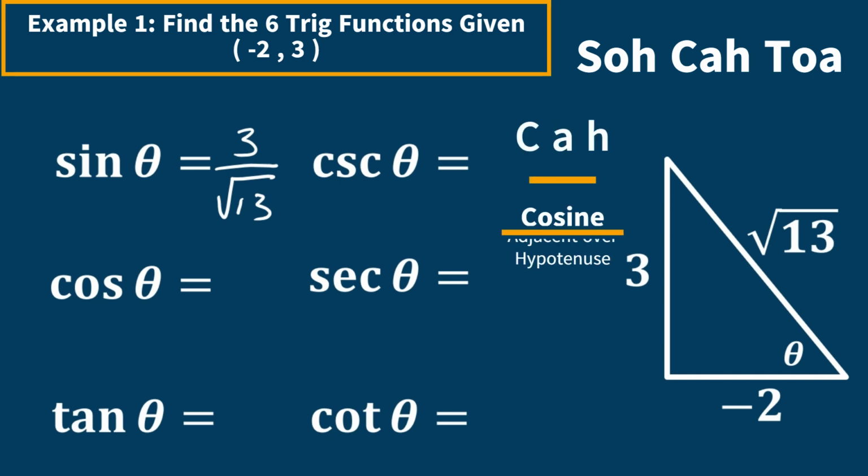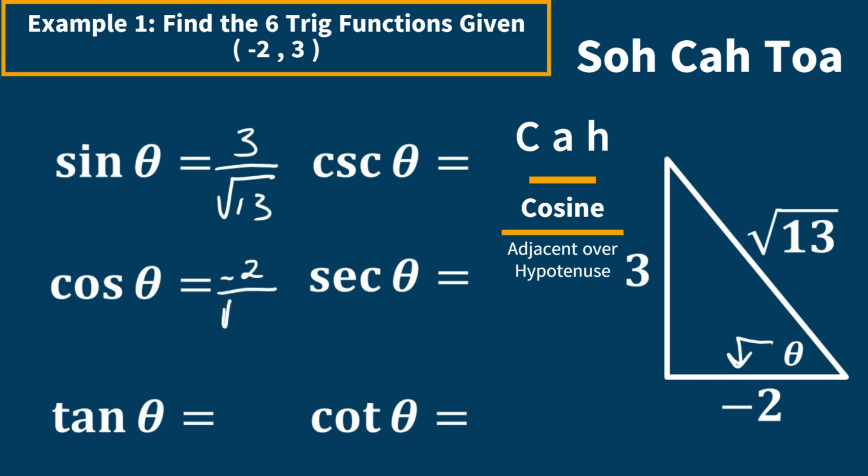Now let's find our cosine. We do that by using CAH. So A means adjacent, which is adjacent from our angle, theta, which in this case is -2, and that is going to be over the hypotenuse. So we have -2 over radical 13.